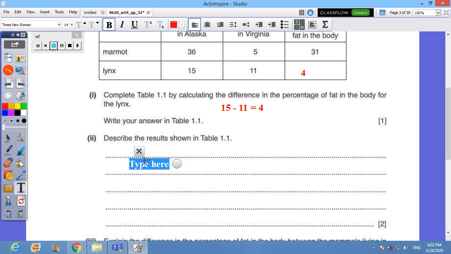I need two proper sentences. So again, mammoths and lynx, both of them, have less fat in Virginia than in Alaska. Very good.